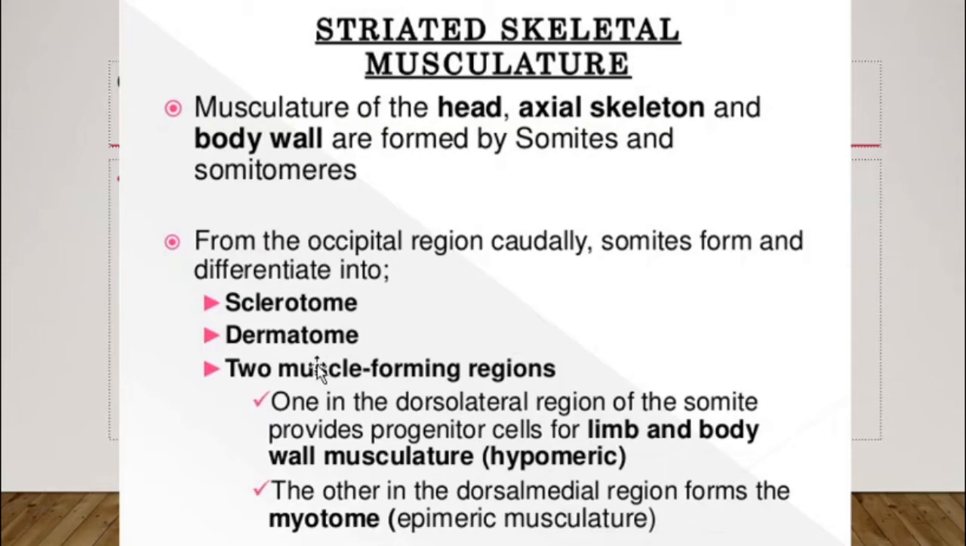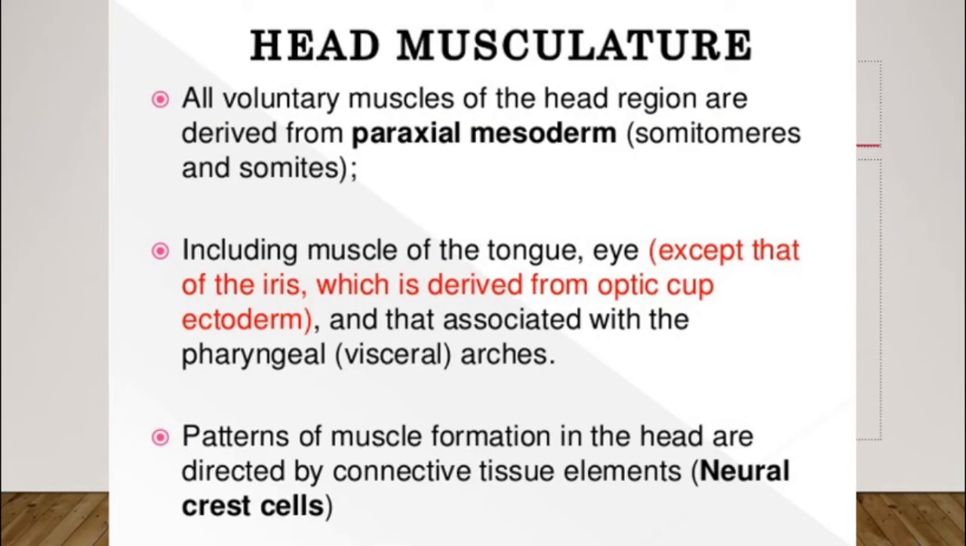One, in the dorsolateral region of the somite, provides progenitor cells for the limb and body wall, or the hypomeric musculature. So limb and body wall musculature is represented by the hypomeric. The other, in the dorsomedial region, forms the myotome or the epimeric musculature.